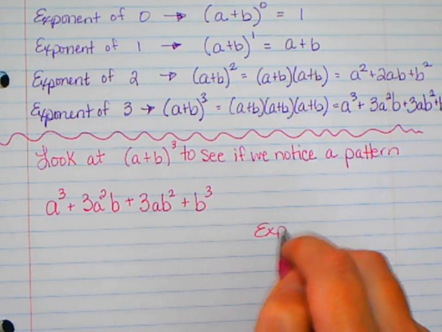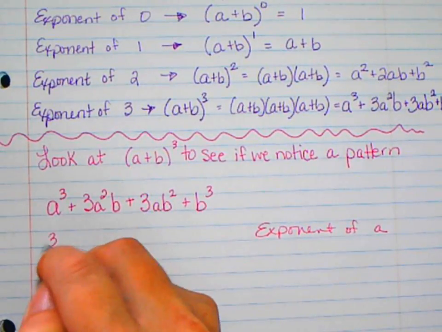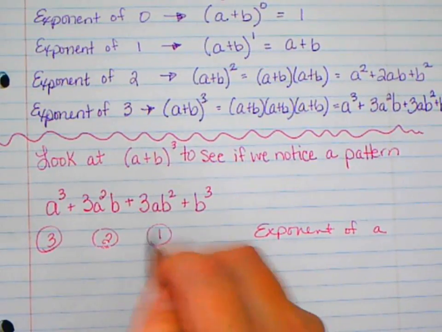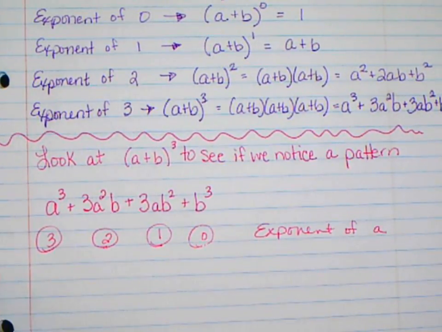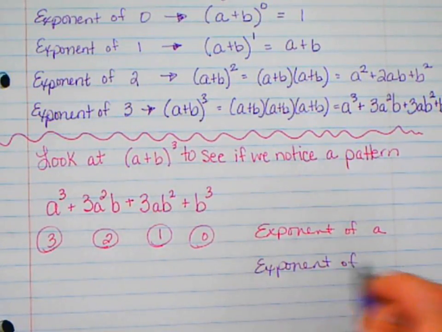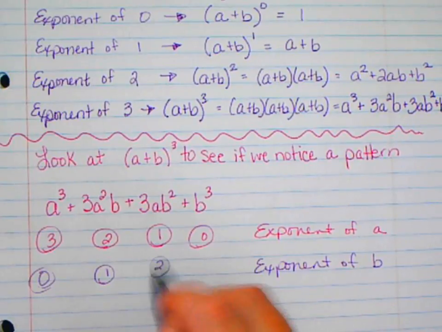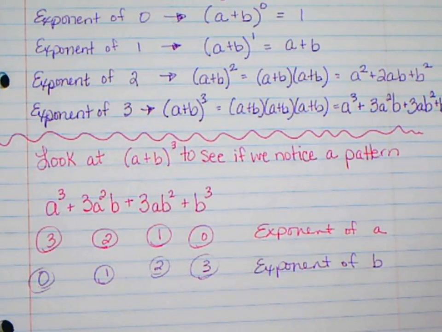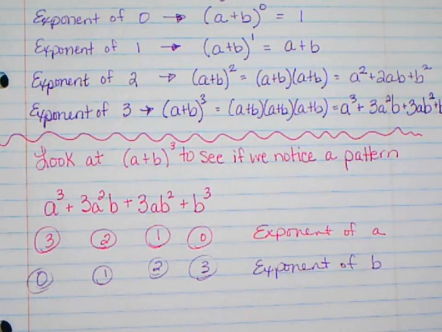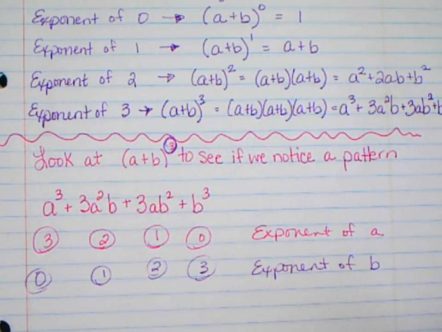Okay, so I'm going to put here, exponent of A, we got 3, 2, 1, 0. And the exponent of B, 0, 1, 2, 3. So whatever that binomial is being raised to, that's your magic number when you're doing the binomial theorem.